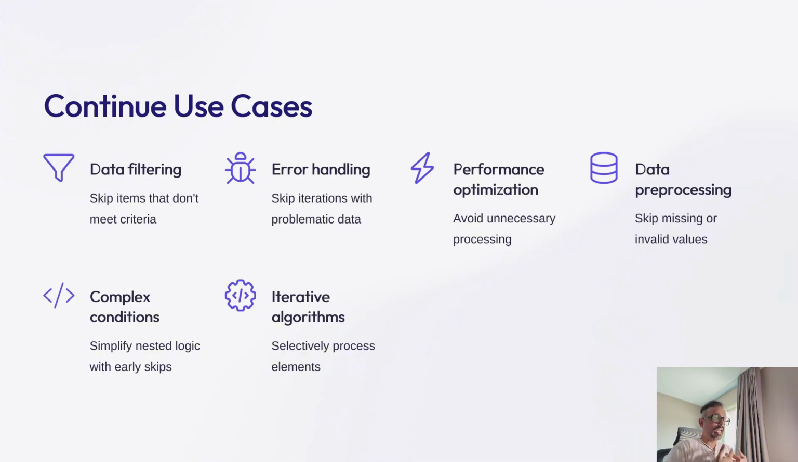Now some real-time use cases of continue. It's versatile and appears in several common patterns across Python programming. The first pattern is data filtering, which allows you to skip elements that don't meet your criteria without breaking the loop entirely, as in the last example that we saw.